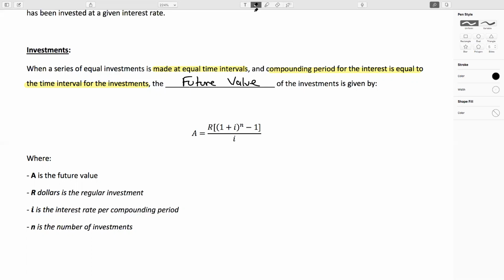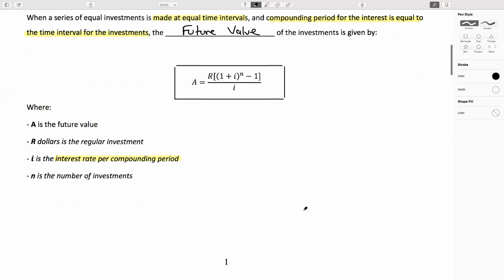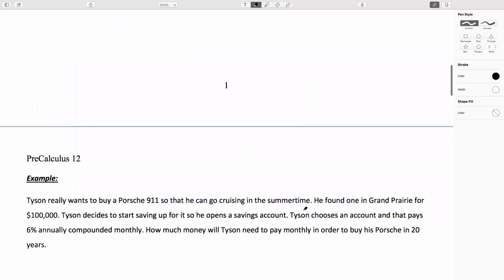In this formula, A is what's called the future value, same as it's been in other formulas. R is going to be your regular investment, or it's going to be the payment that you make. I is the interest rate, but be super careful here. It's the interest rate per compounding period. It's not just I anymore. And N is the number of investments. Again, you've got to be careful. This is not the number of years. This is the number of payments you will make. So you've got to be a little bit cautious.